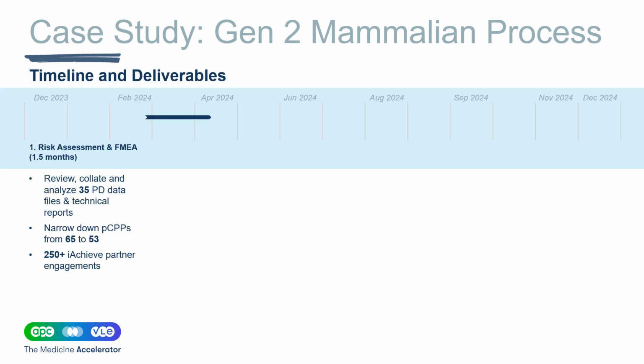So the risk assessment and FMEA phase lasted about a month and a half. Here we reviewed and analyzed 35 different data files and technical reports, narrowing down the list of potentially critical process parameters from 65 to 53. This stage alone involved over 250 partner engagements within the iAchieve platform.